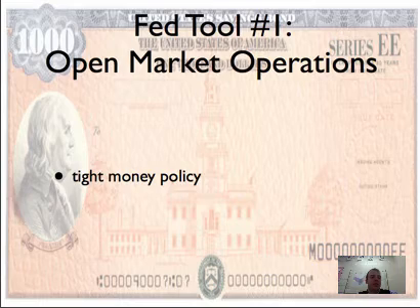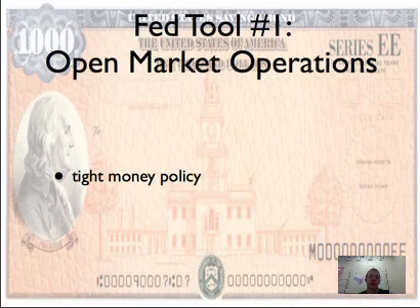If the Federal Reserve wants to use a tight money policy, in other words, they want to prevent inflation, what they're going to do is sell government bonds to banks. Now, those banks are going to use cash to buy bonds from the Federal Reserve. That means that those banks will have less money to loan. And since they have less money to loan, they need to make more of a profit on each loan. And as a result, they're going to raise their interest rates.